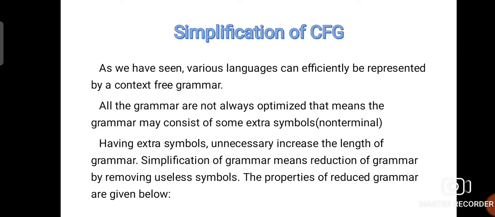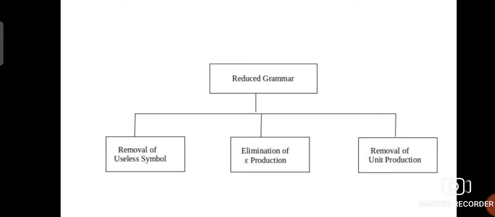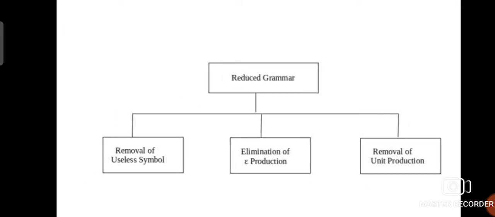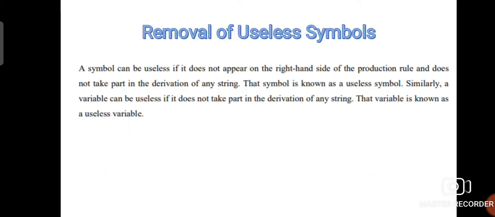Now, in the simplification process, during the reduction of the grammar, we may use 3 types of simplification. First one is removal of useless symbols. Second one is elimination of epsilon production. Third operation is removal of unit production.